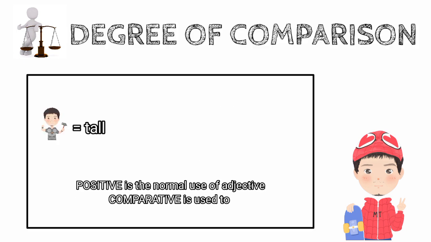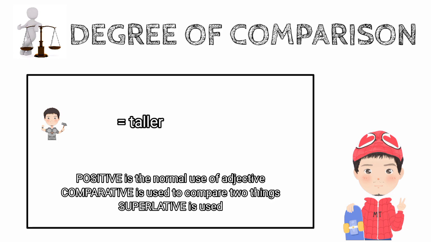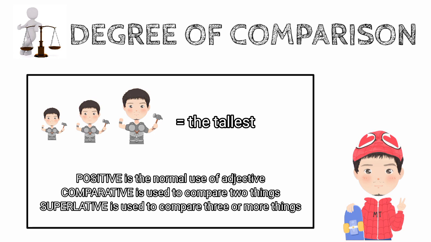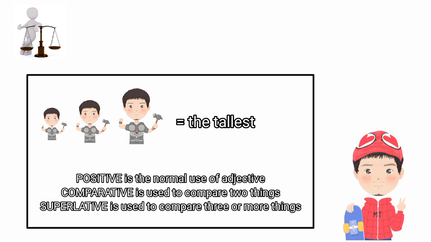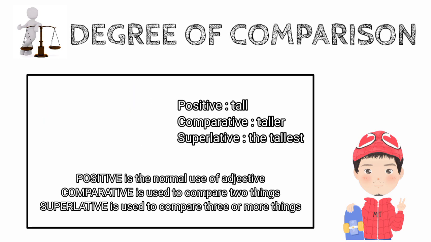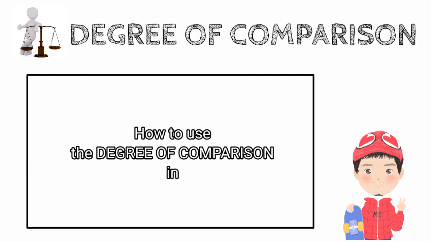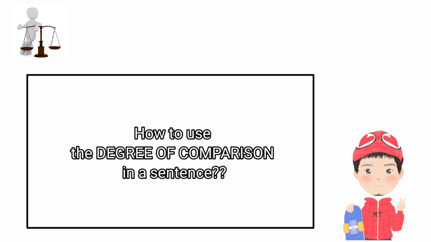Positive is the normal use of adjective. Comparative is used to compare two things, and superlative is used to compare three or more things. Now the question is how to use the degree of comparison in a sentence.